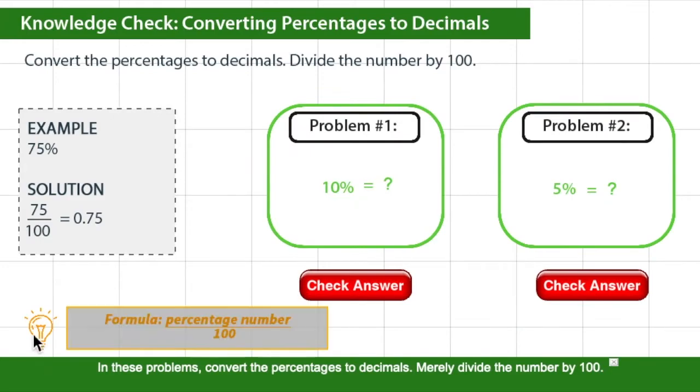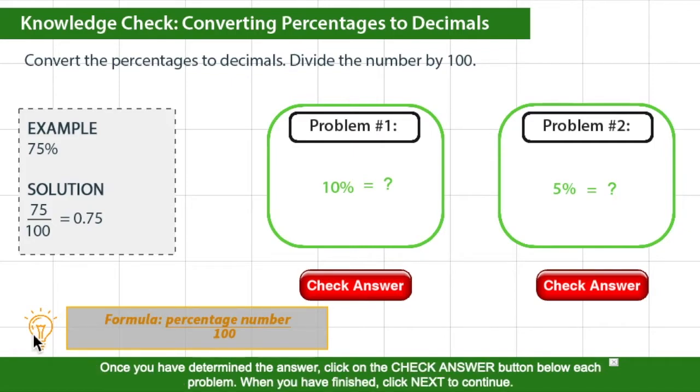In these problems, convert the percentages to decimals. Merely divide the number by 100. Once you have determined the answer, click on the Check Answer button below each problem. When you have finished, click Next to continue.